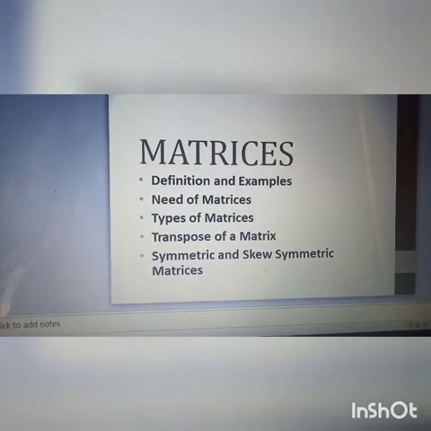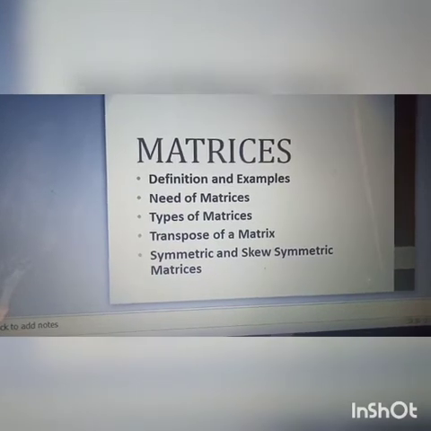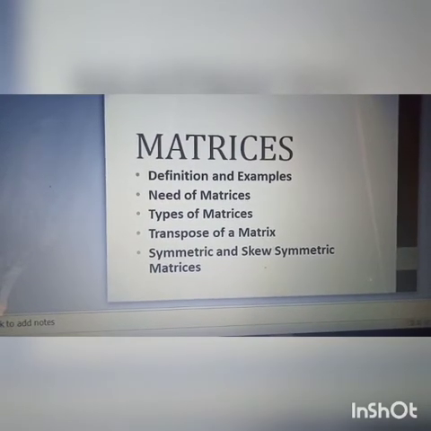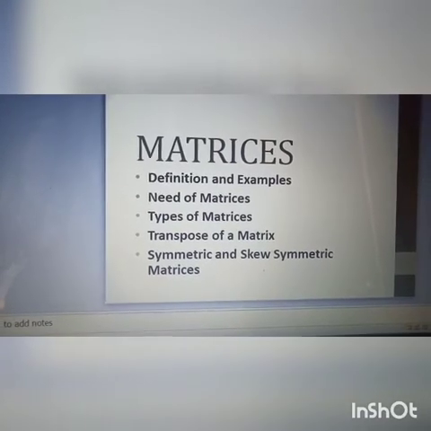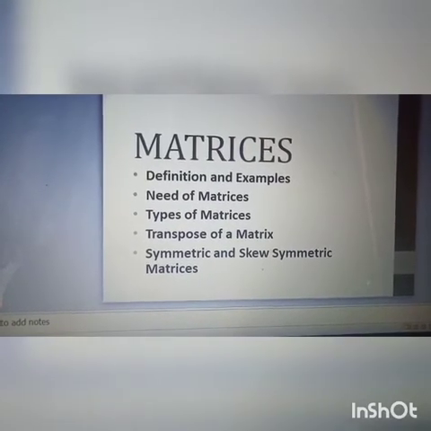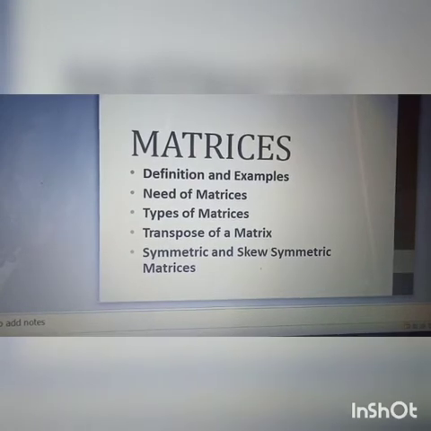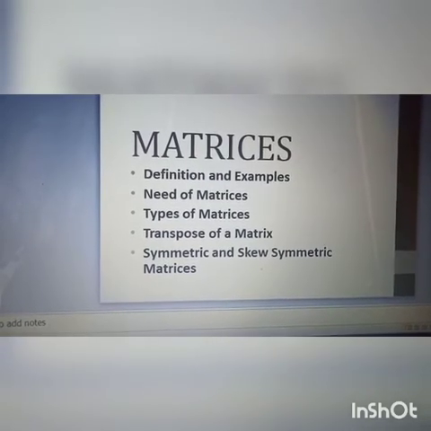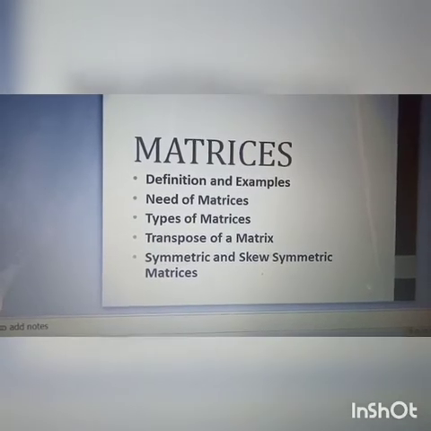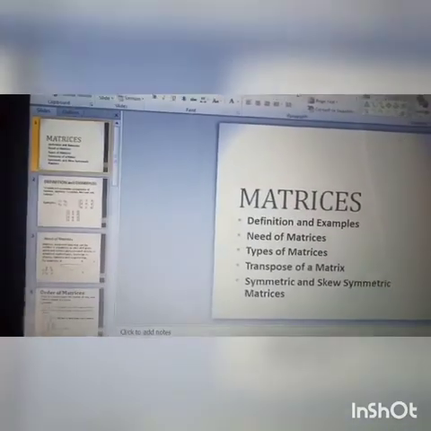Good morning, students. In today's lesson, I'm going to guide you about the topic matrices. Here is the content of this lesson: definition and examples, need of matrices, types of matrices, transpose of a matrix, and then last, symmetric and skew symmetric matrices. Let's move forward.